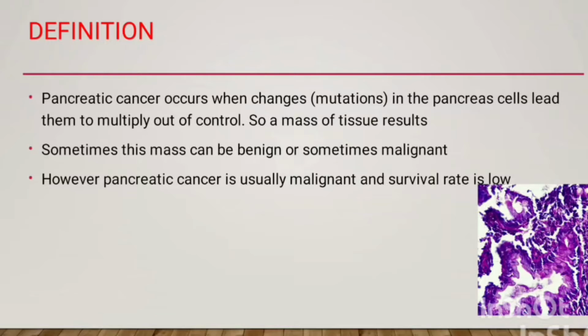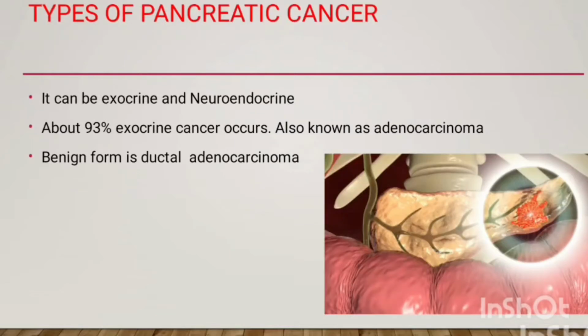What are the types of pancreatic cancer? There are mainly two types of pancreatic cancer. It can be exocrine or it can be neuroendocrine tumors. 93% of total pancreatic cancers are exocrine. So most of the time we will have exocrine origin type of pancreatic cancer.